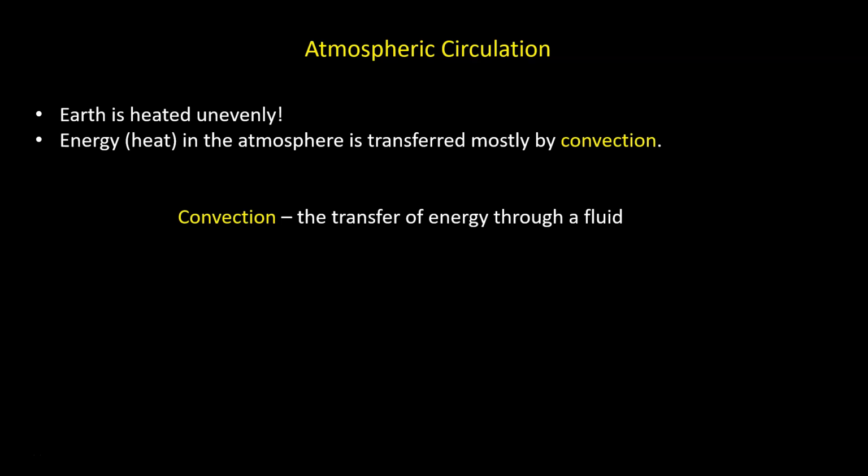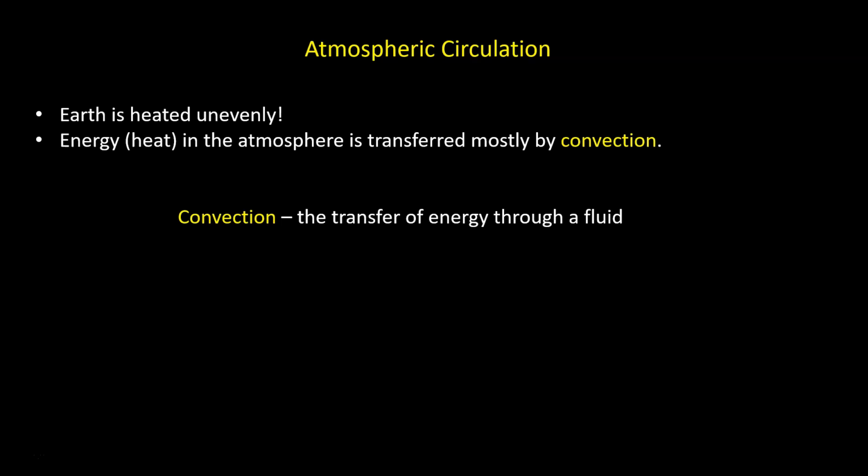This video discusses global wind patterns. In a previous video, we stated that Earth's surface is heated unevenly. This uneven heating is caused by changes in the amounts of incoming solar radiation that hit the surface. Because of this uneven heating, Earth's atmosphere circulates in predictable ways. Energy or heat in the atmosphere is transferred through a process known as convection.